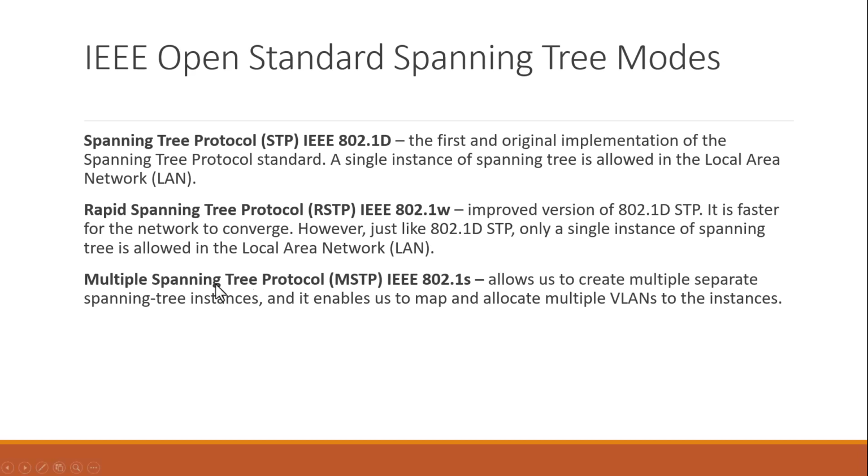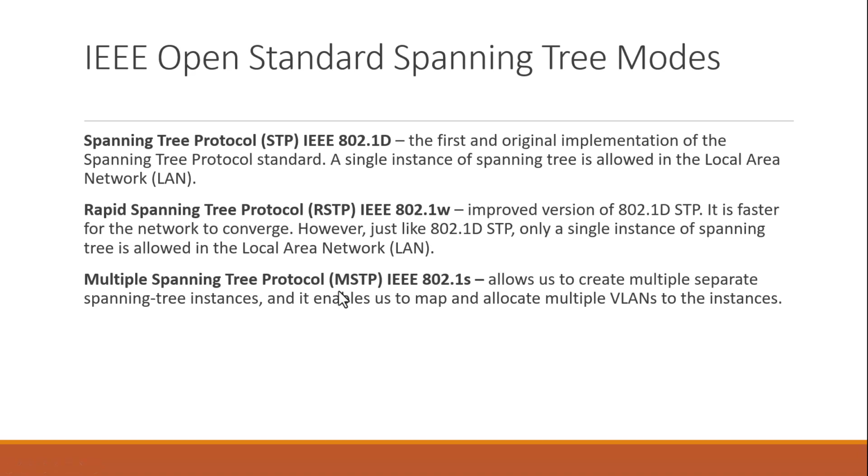But the multiple spanning tree protocol, MSTP, is used to make a separate instance of a spanning tree. It means that one switch can be root for a couple of VLANs, for example VLAN 1, 2, 3, 4, and another switch can be root bridge for other VLANs, VLAN 10, 20, 30, 40, and so on. In this case, MSTP is much better.